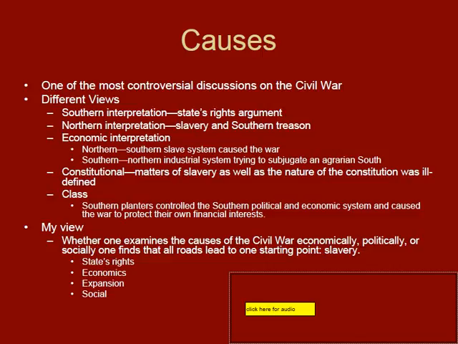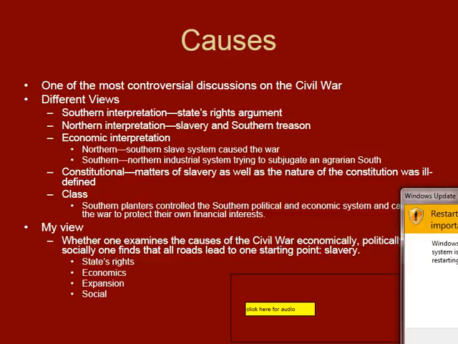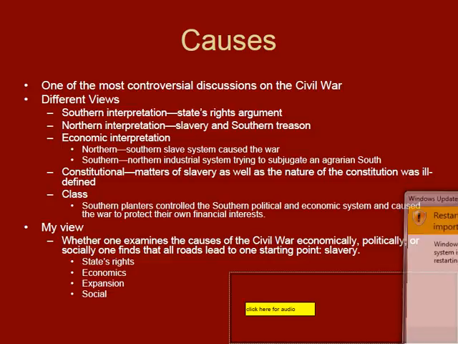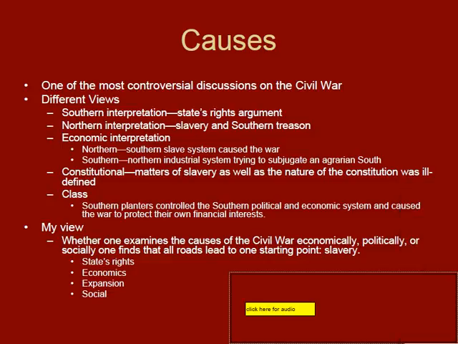There is a constitutional interpretation to this, which simply looked at matters of slavery as well as the nature of the Constitution as ill-defined, basically arguing that slavery had been accepted by the original Constitution. It hadn't really been dealt with seriously, as we've discussed, and therefore it was an incomplete and imperfect Constitution that was signed with a serious flaw, which it really left little mechanism to address.